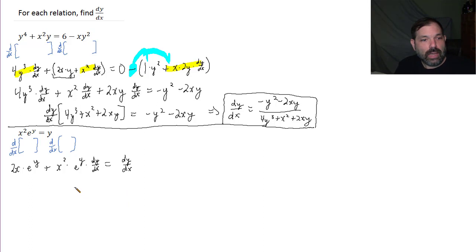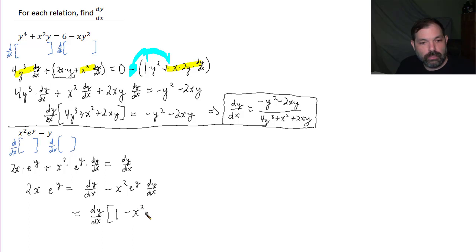Alright, and so again I see two terms that have dy/dx. So I'll bring all those to one side. I'll bring them to the right in this situation. So then 2x times e to the y is then dy/dx minus x squared e to the y dy/dx. Notice now that the right-hand side could be written as dy/dx times 1 minus x squared e to the y. And that's equal to 2x e to the y.